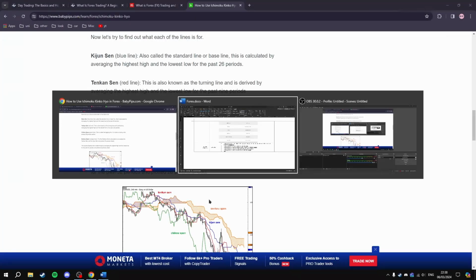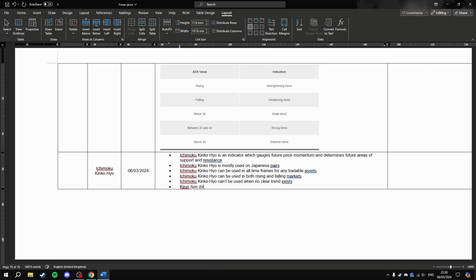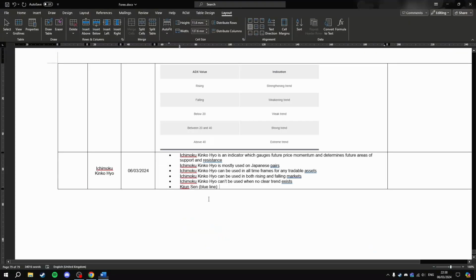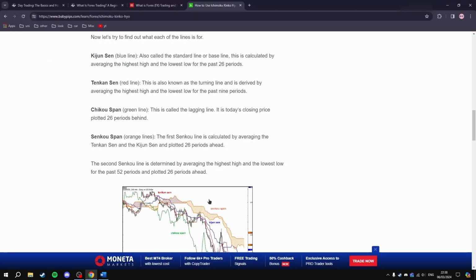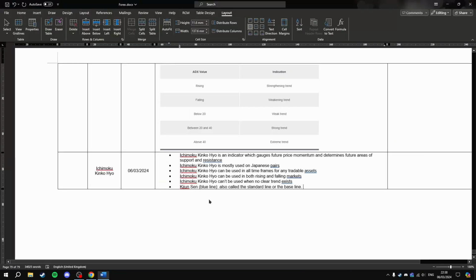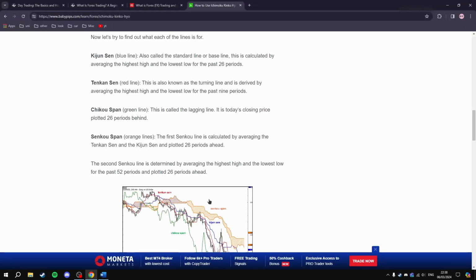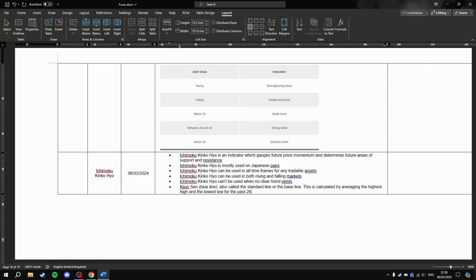Kijun Sen, or the blue line, also called the standard line or the baseline. This is calculated by averaging the highest high and the lowest low for the past 26 periods.